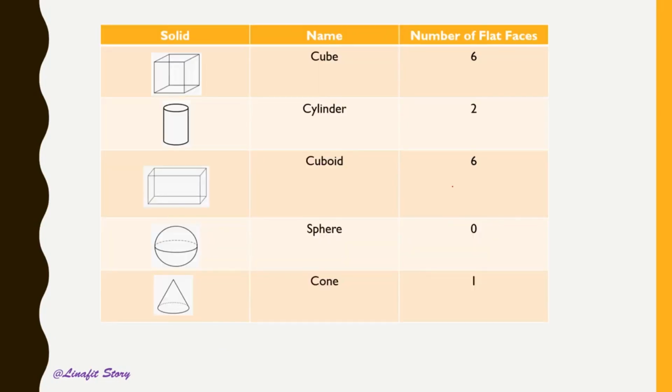Take a look at the table. A cube has 6 flat faces, a cylinder has 2 flat faces, a cuboid has 6 flat faces, a sphere has no edges and therefore no corners. It has one curved face that goes all the way around, and then the cone, it has one flat face.